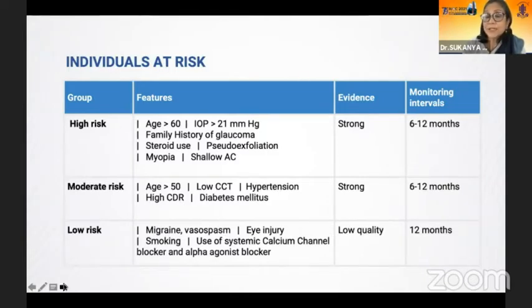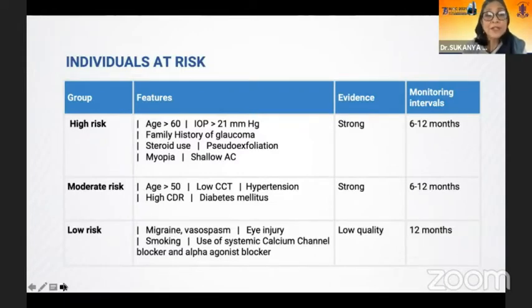Now, population-based studies and clinical trials have identified certain individuals who are at a greater risk of developing glaucoma. Of these, patients who are over 40 years of age and those individuals who have been found to have an intraocular pressure greater than 21 millimeters of mercury, these are the two groups of patients who are at a greater risk. Other risk factors are family history of glaucoma, those patients who have used steroids, pseudo-exfoliation, the presence of myopia or shallow AC, these are very significant risk factors. And another risk factor is, of course, diabetes mellitus.